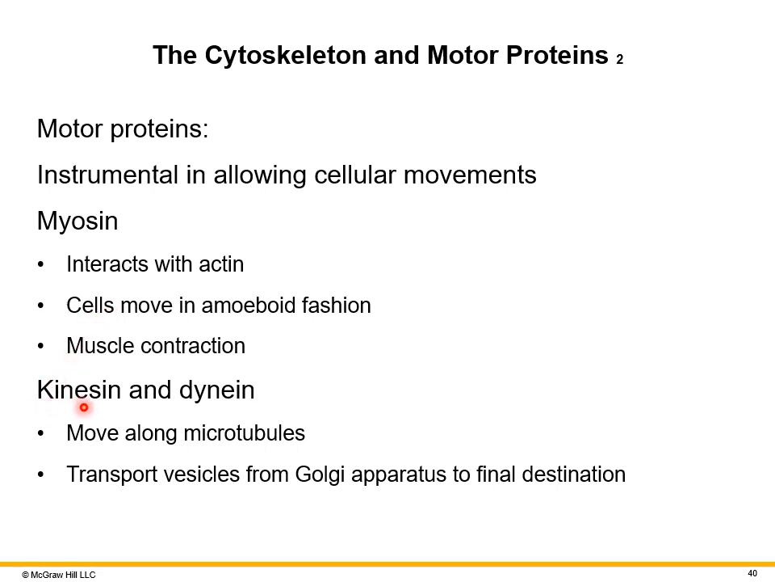We have the motor proteins kinesin and dynein, which move along the microtubules, which is part of the cytoskeleton, and this allows for transport vesicles from the Golgi apparatus to travel to its final destination.